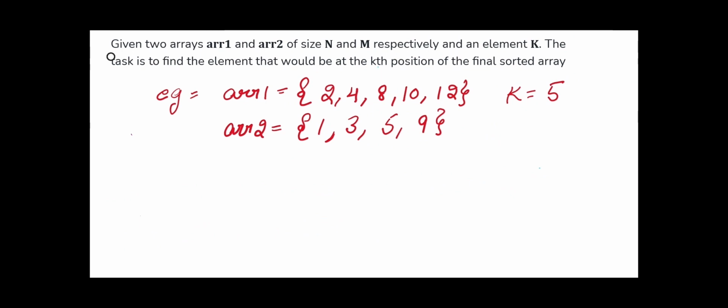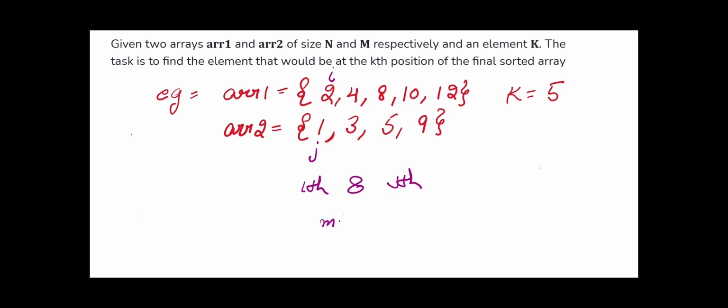Now let's understand the optimal solution. Here we will use the two-pointer approach to get the kth element. So let's understand how the two-pointer approach will work here. We will keep one pointer, let's say i, at the starting position of array 1 and one pointer, let's say j, at the starting position of array 2. Now we will run a loop for k times, and in each iteration we will compare the elements at the ith position and jth position.